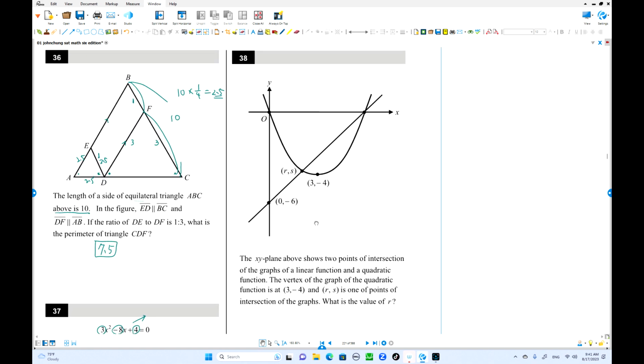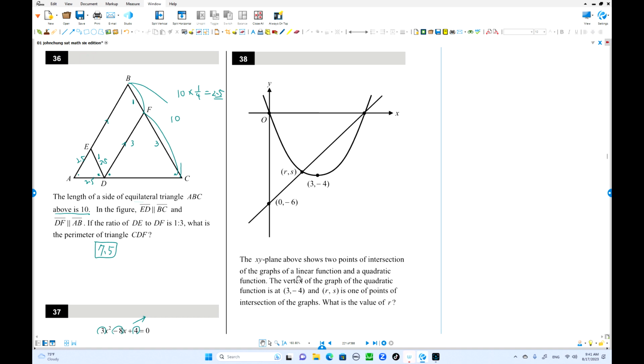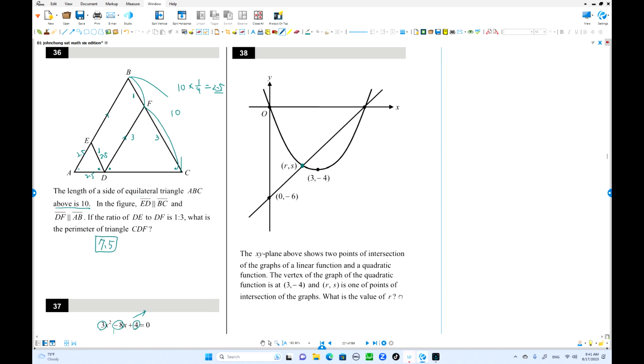This is number 38. The xy-plane above shows 2 points of intersection of the graph of a linear and a quadratic function. The vertex of the graph of the quadratic function is (3, negative 4). This is the vertex, and these are the intersections. So what is the value of r? You're going to find the value of r there. This one is a little bit hard, I think.